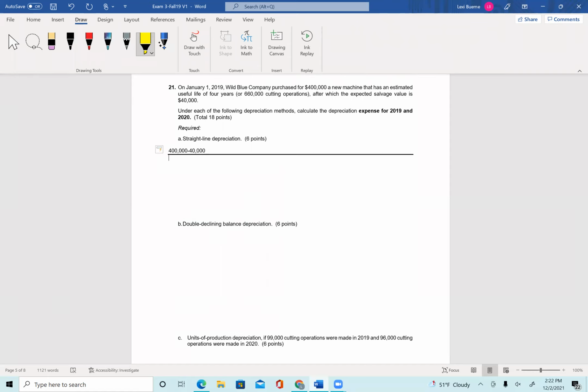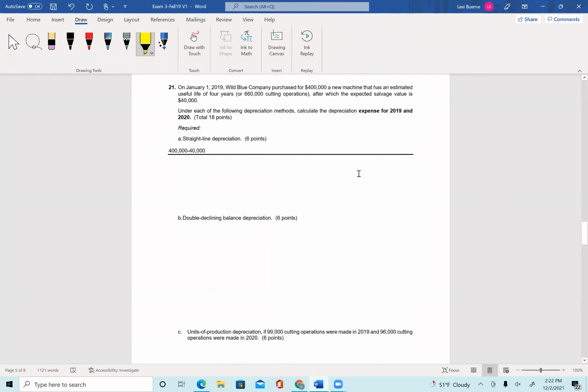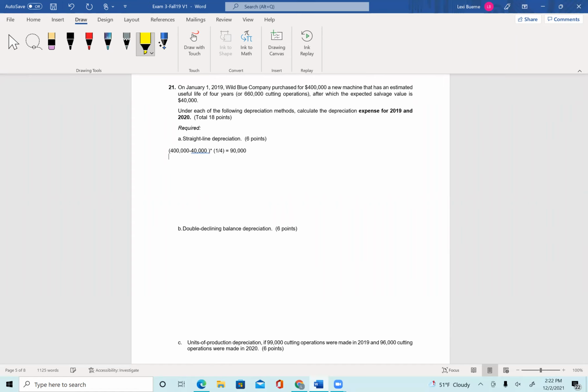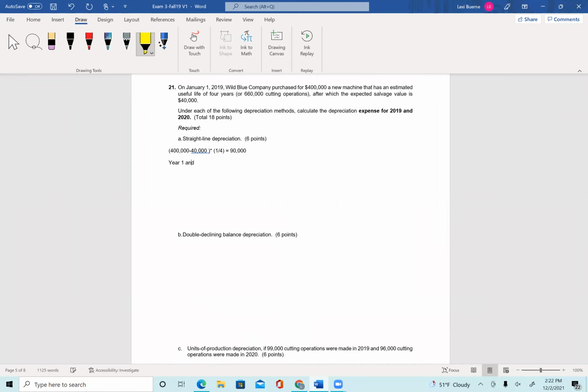Divide by, oh, that made it weird. Let me just get rid of that. Oh, maybe it doesn't let me. Okay. So this, we could do it or times 1 divided by 4, or you could just divide it by 4 either way. Doesn't have to be 1/4. That's going to equal 90,000. Since it's straight line, that's going to be year 1 and year 2, both 90,000.